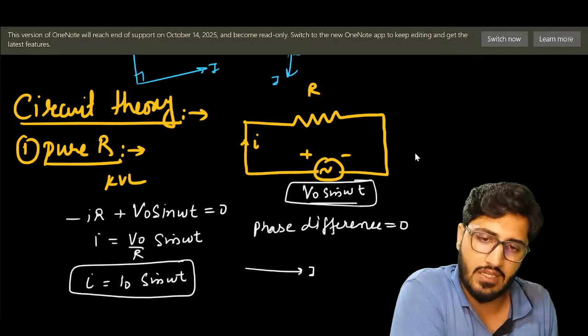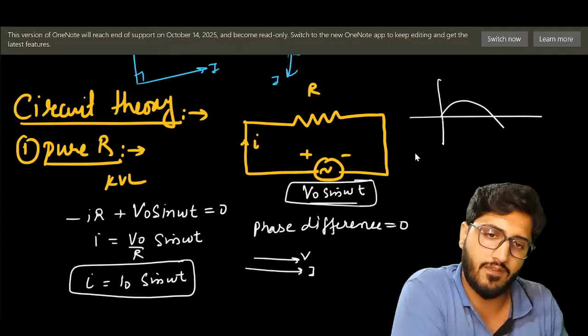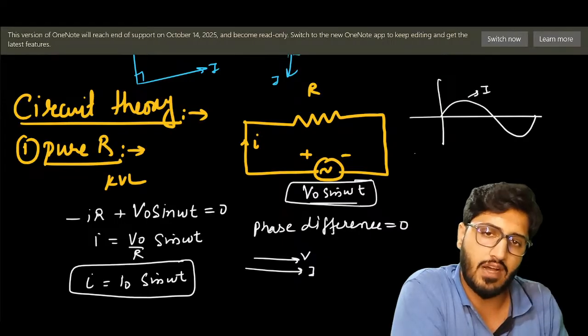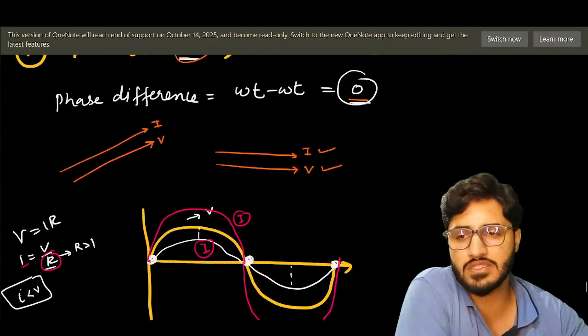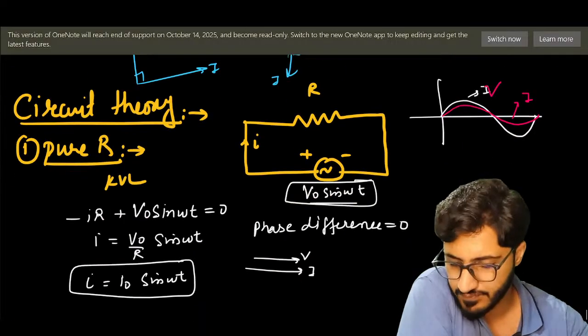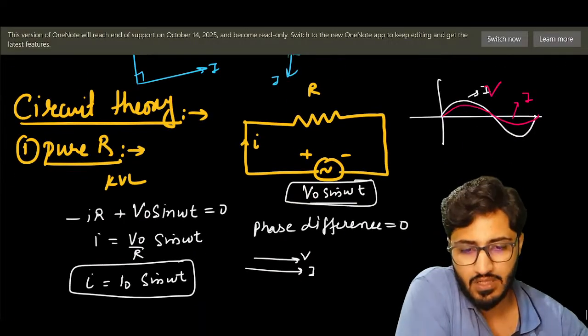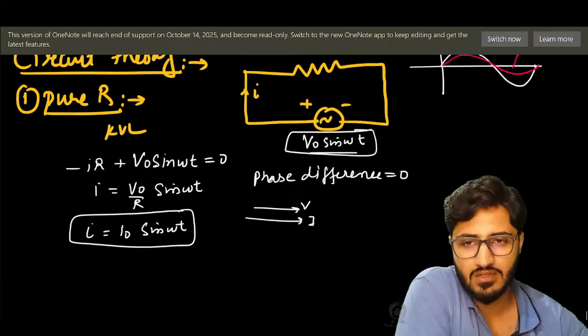If this is I, this should be V. So if you want to make it a graph, this is the V graph and I would be like this, the I graph. We have just completed this case. Similarly, we have this other case. Done? It's easy now. Very easy.